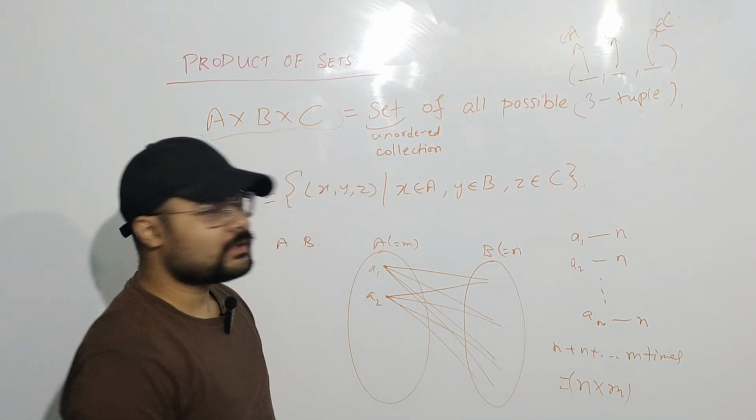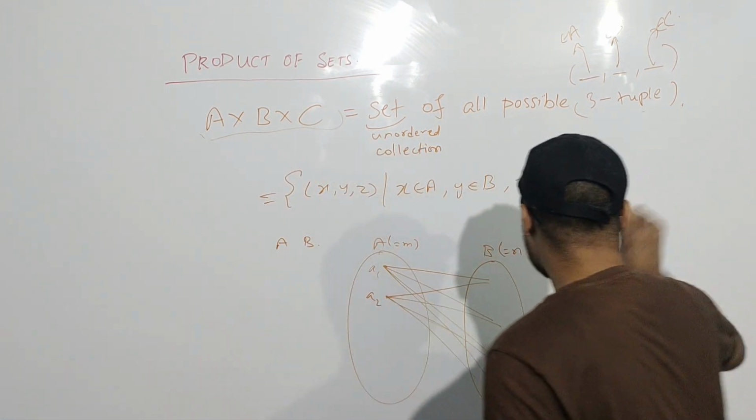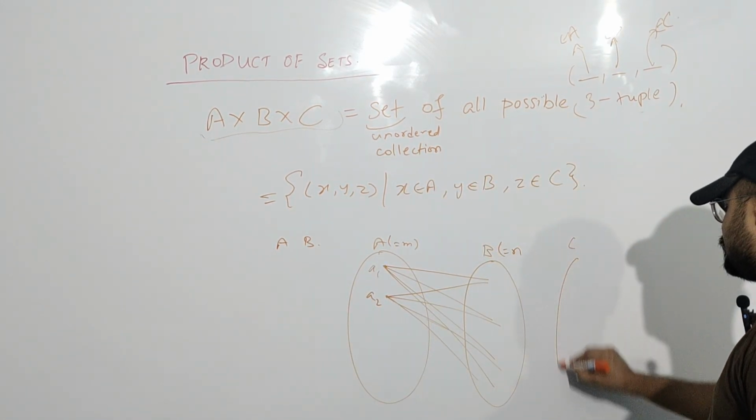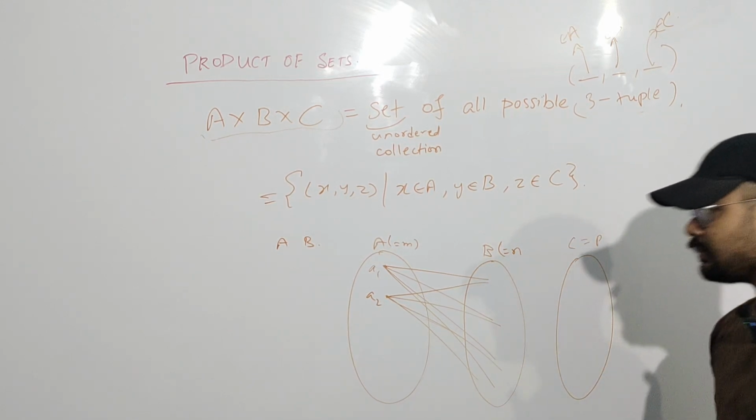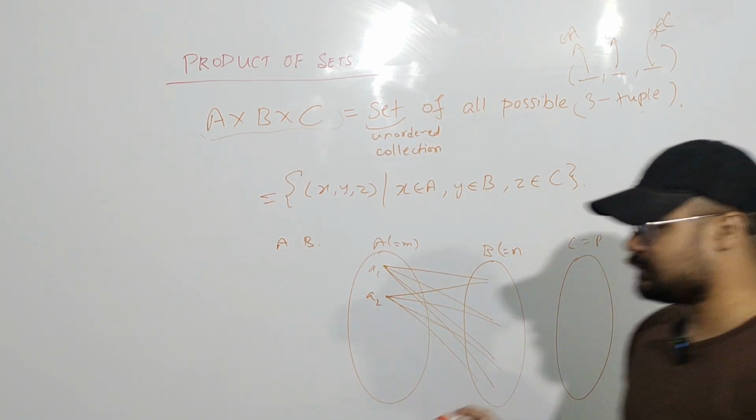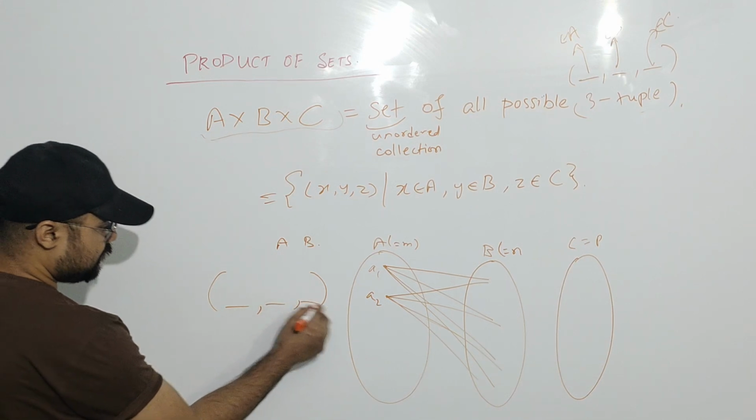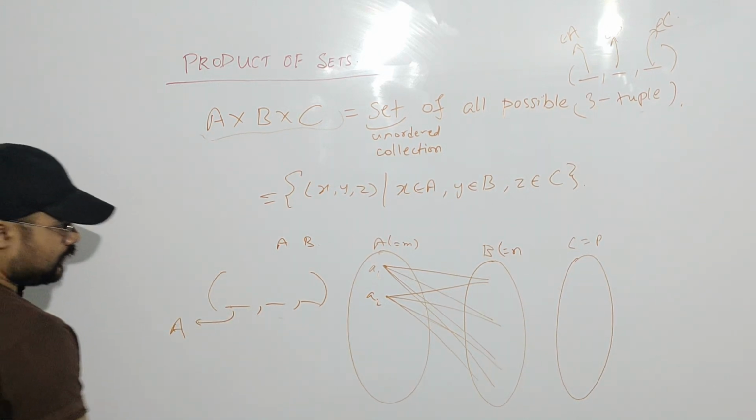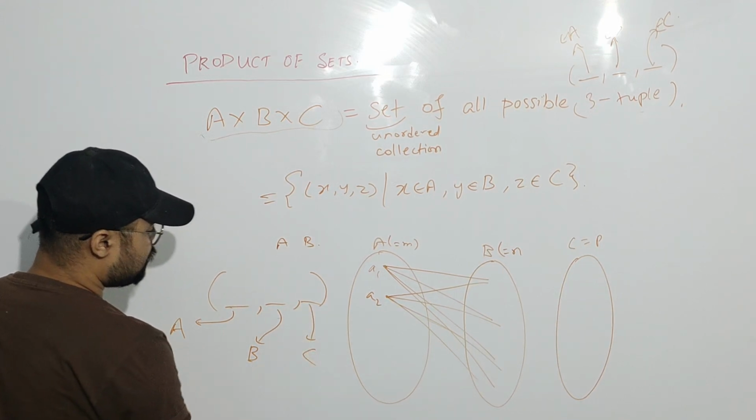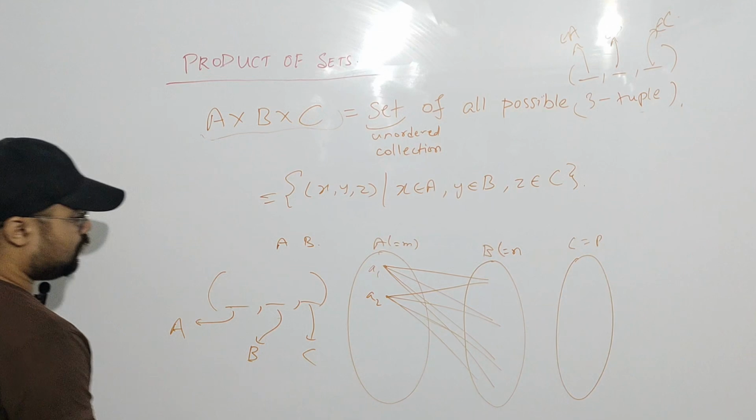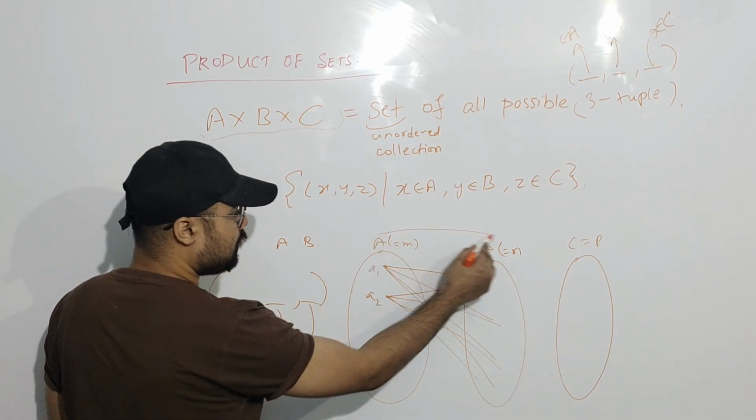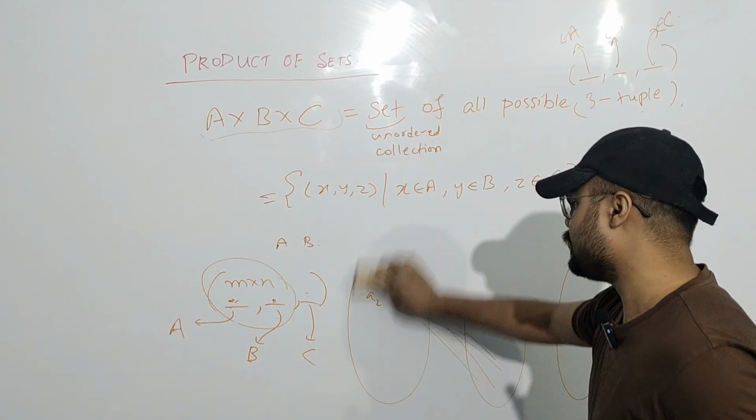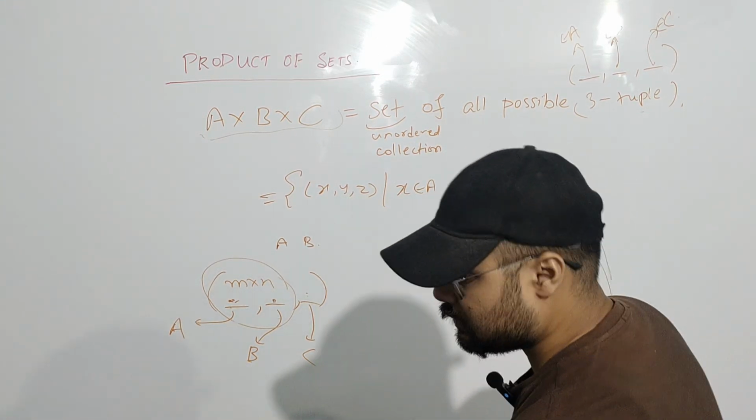Now, if there are three sets, let's say there is another set, A, B, and C, and C has, let's say, p elements. Now, your three tuple is going to be something like this, where this place is for an element of A, this place is for an element of B, and this place is for an element of C. Now you already know that the set of all possible ordered pairs is this part, and this part is going to be m into n. Let me just replace it with m into n. What I mean is that this is my A cross B.